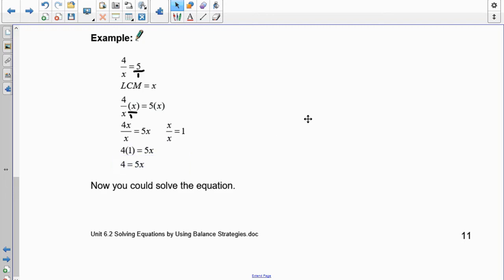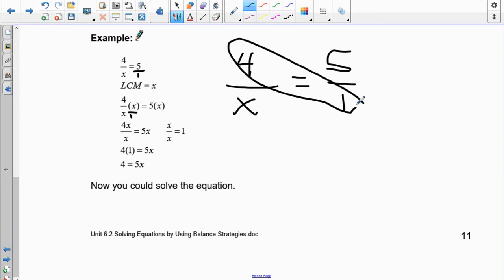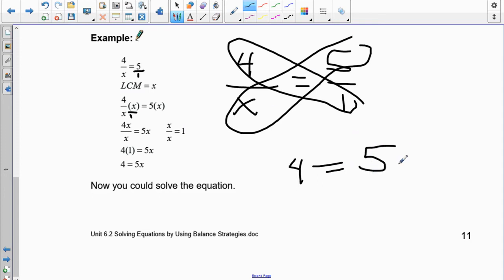Right? Now there is another way of doing this called cross multiplication, and some teachers will teach you how to do this. This is what that looks like. You get 4 over x equals 5 over, and you have to put a 1 here. But cross multiplication says that you can multiply this way and that way and put them on top. Right? So 4 times 1 is 4. 5 times x is 5x.